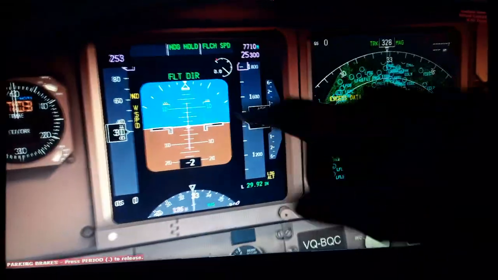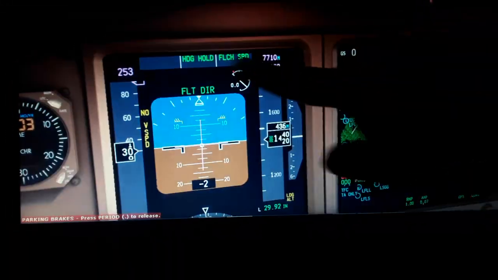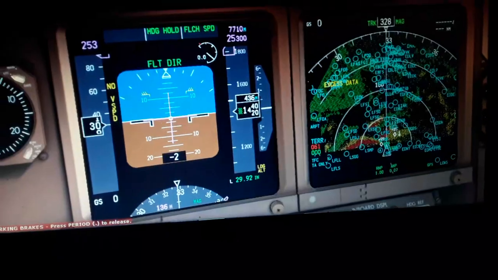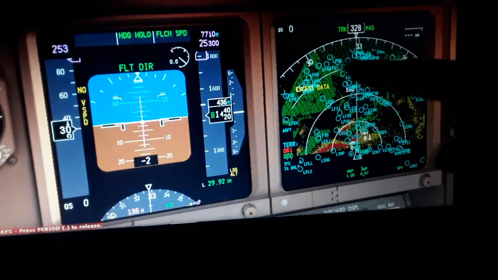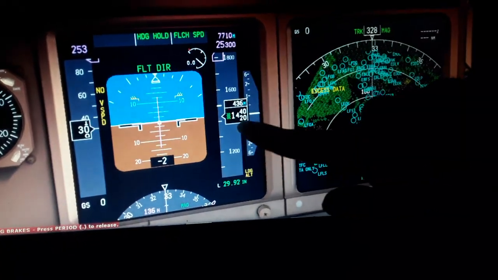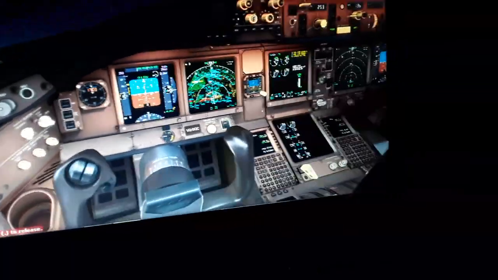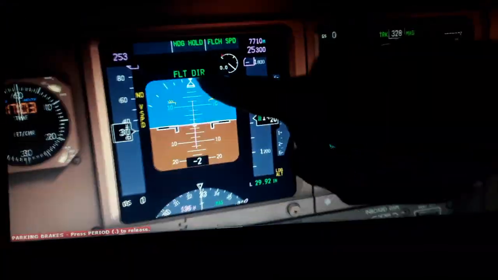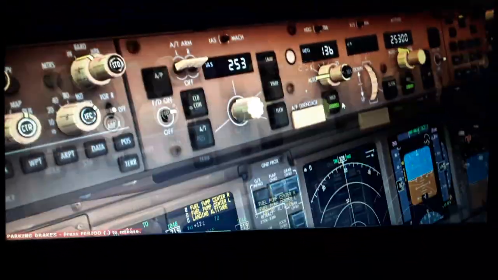So we have the heading hold, the flight level change, speed, the target airspeed and the target altitude over here. For this mode, heading hold, flight director on, target airspeed, target altitude from this takeoff elevation. So this is going to be a manual heading hold and flight level change speed. We can use the other modes also, like the altitude.